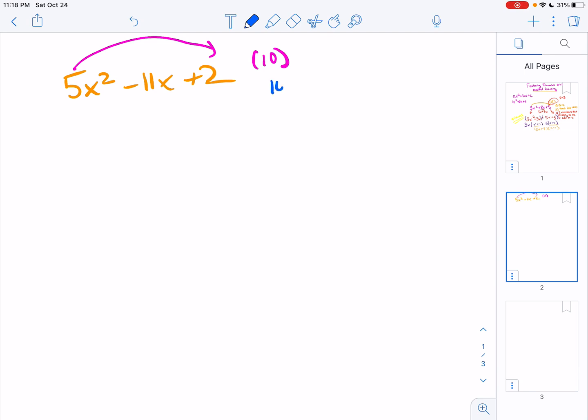I write my factors of 10: 10 and 1, 5 and 2. The only way I can get to negative 11 is if I use this pair. I have negative 10 and negative 1, because negative 10 times negative 1 is positive 10.